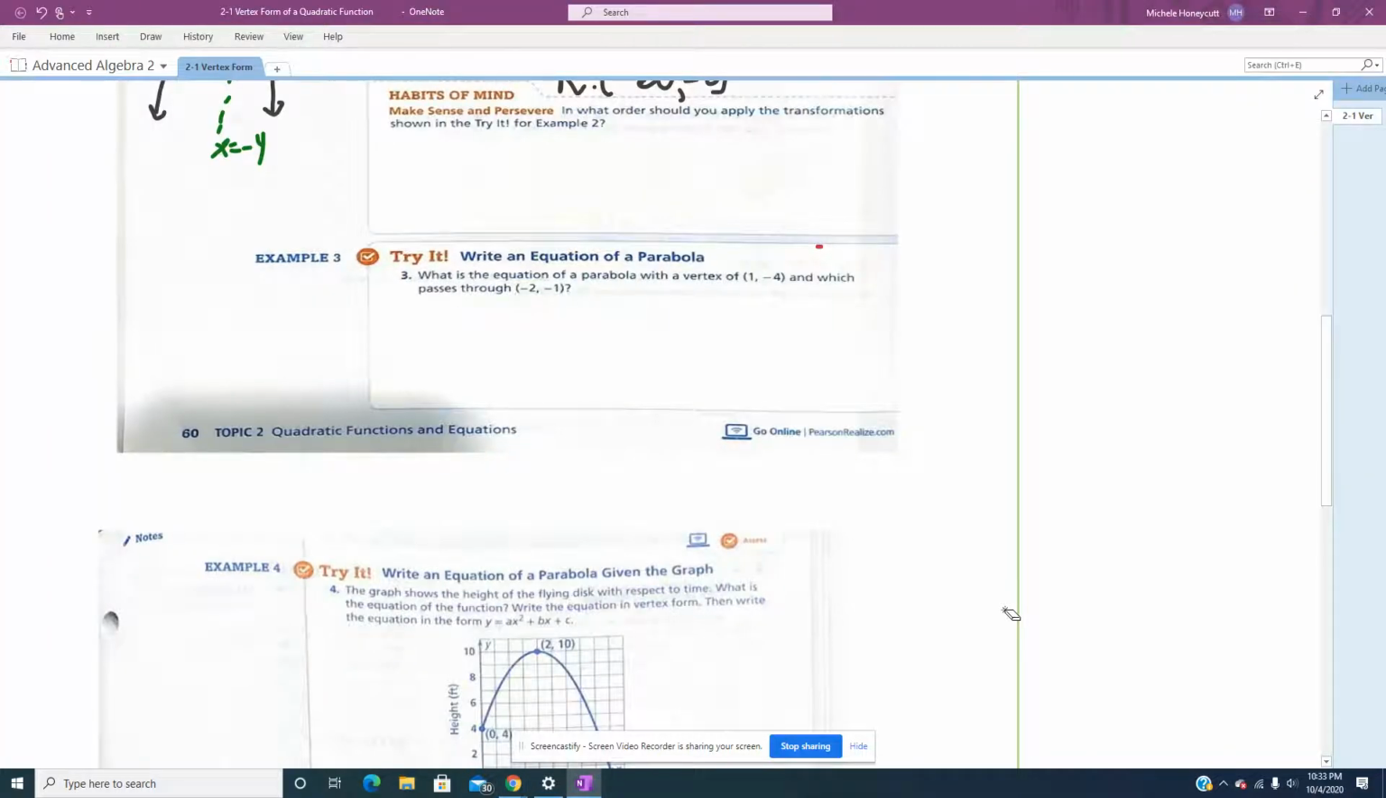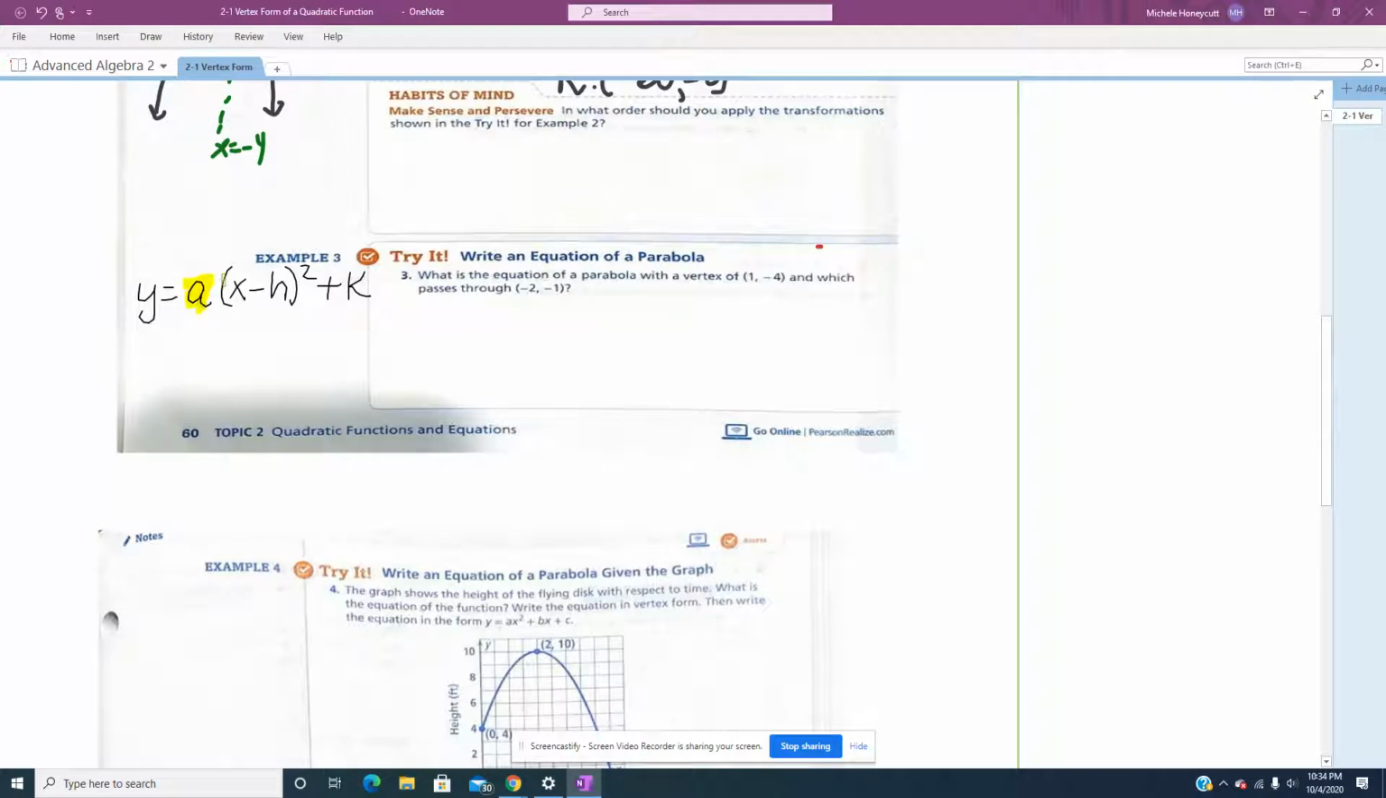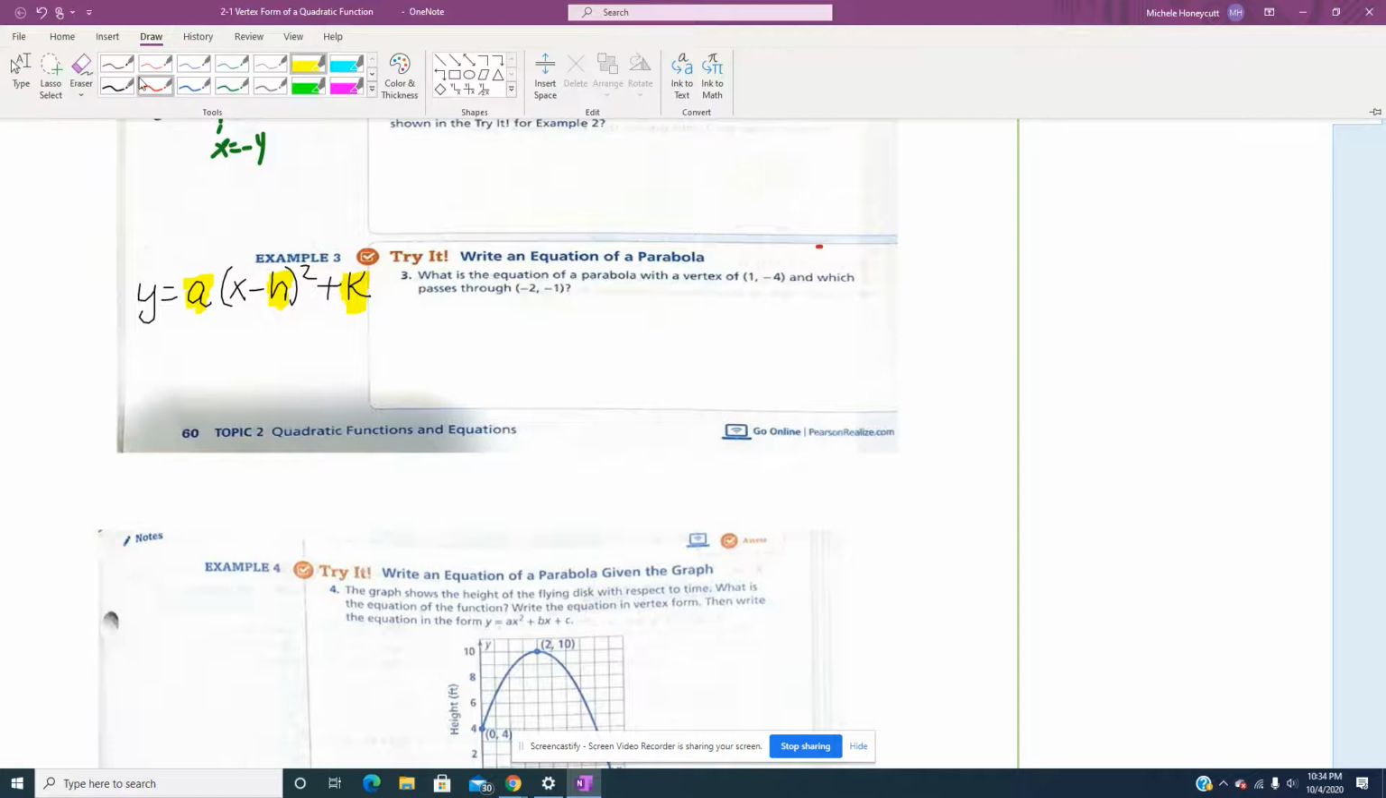Okay, so now we're going to work on finding the equation of a parabola. So far we know the vertex form. We know that the vertex form is y equals a times x minus h squared plus k. And whenever you find the vertex formula, you'll have a number substituted in for the a, a number substituted in for the h, and a number substituted in for the k. So that means we need to figure out what a is, what h is, and what k is. So let's see what the problem tells us.